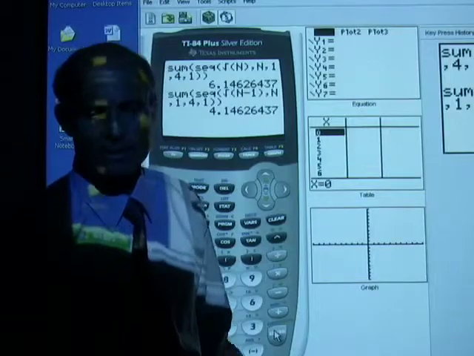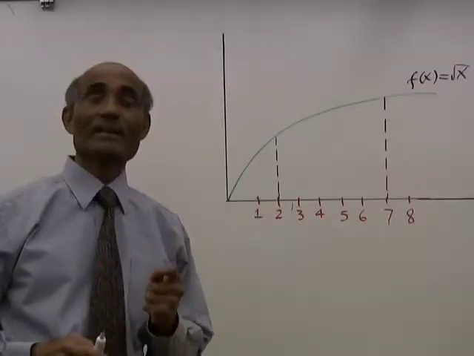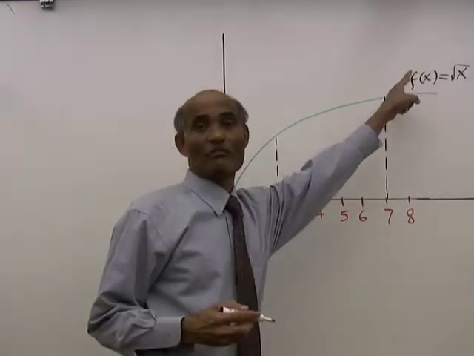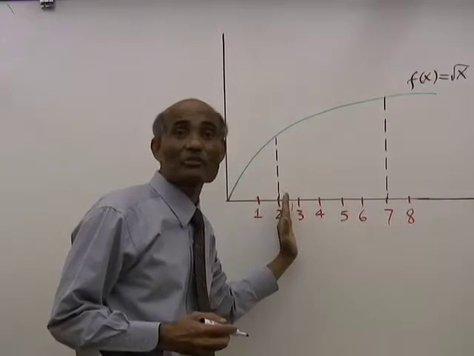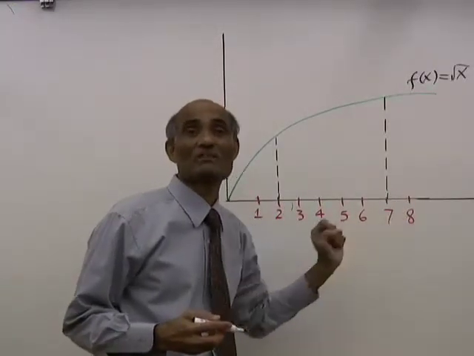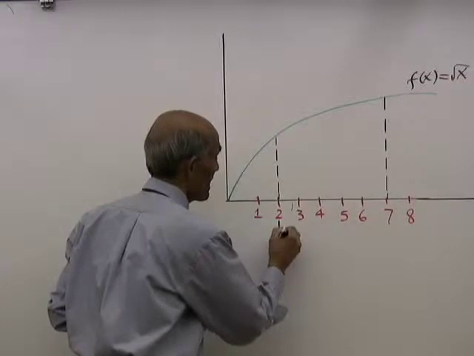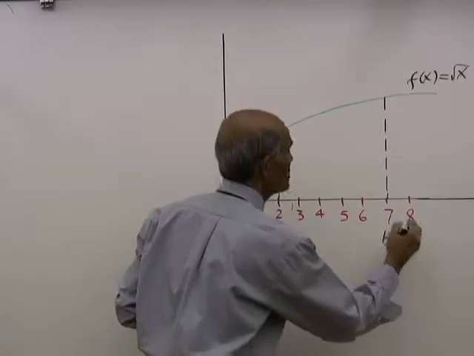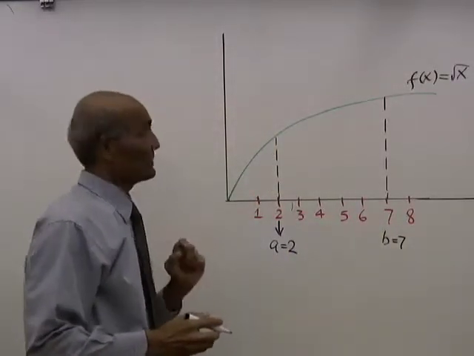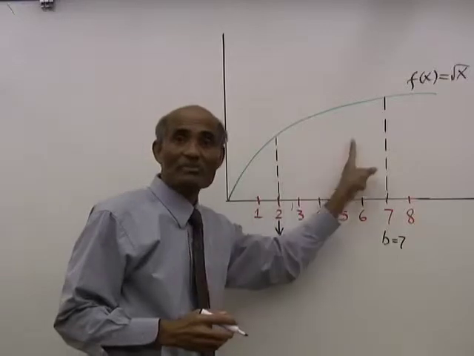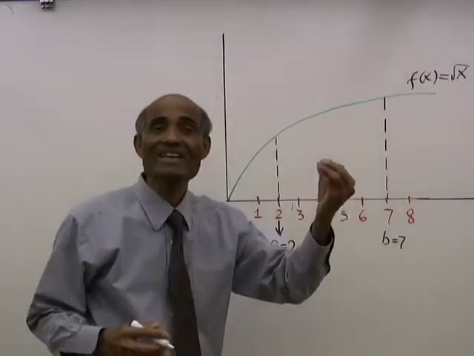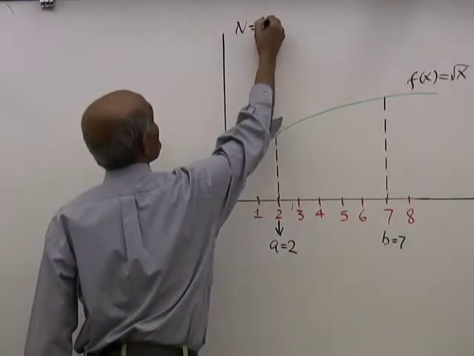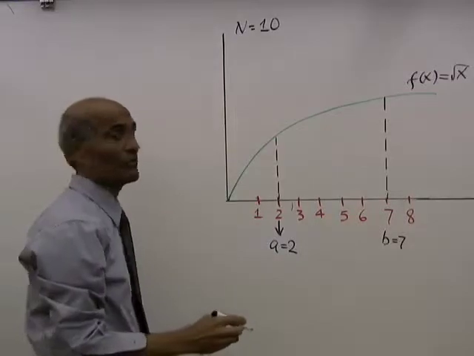Okay, let's say we want to find the area under the graph of f of x equal to square root of x from x equal to 2 to x equal to 7. In this case, our a equal to 2 and b equal to 7. Now, let's do this by dividing this whole area into 10 rectangles. In other words, you're going to use n equal to 10 rectangles.